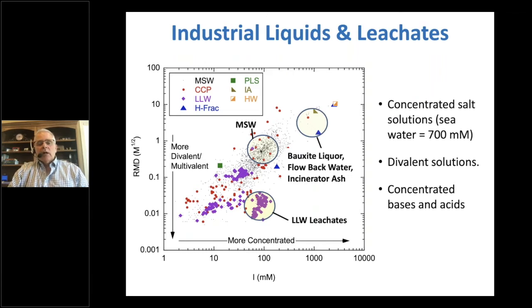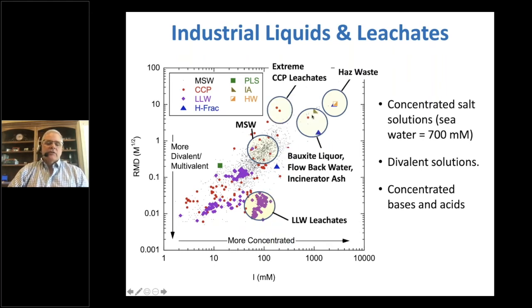Or if we're dealing with bauxite liquors, I do a lot of work with the aluminum industry. Bauxite liquors are strong sodium hydroxide solutions, 1 molar, 2 molar, 3 molar solutions. Some of the flowback waters from frack waters from oil and gas production, incinerator ashes can be up in this range. So much, much more concentrated. Some hazardous waste leachates can be way up in that corner as well. In fact, I should remark, I've been dealing with some coal combustion product waste leachates, which are actually off my chart. They're way up here past the upper right-hand corner.